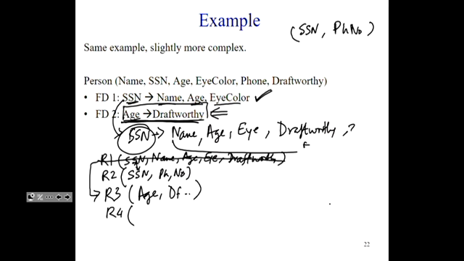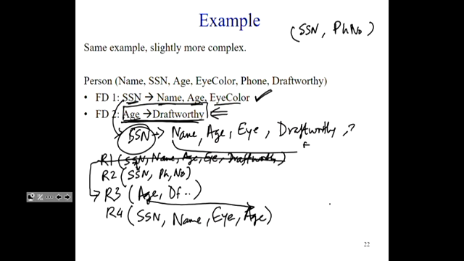Okay? The other relation, on the other hand, would have the remaining attributes. What are the remaining attributes? I have SSN, name, eye color, right? So these are the other attributes in here. And to connect these two relations, I still need age, right? So that attribute stays in common between these two relations.